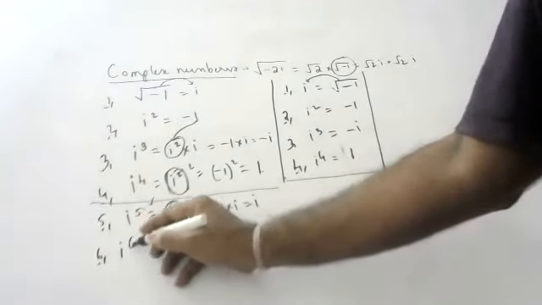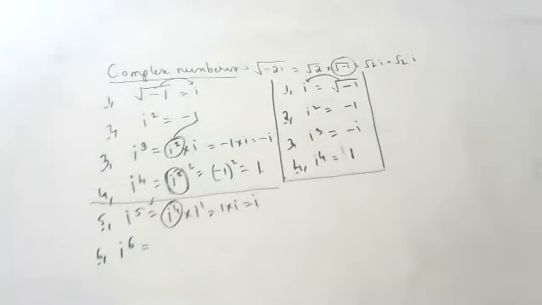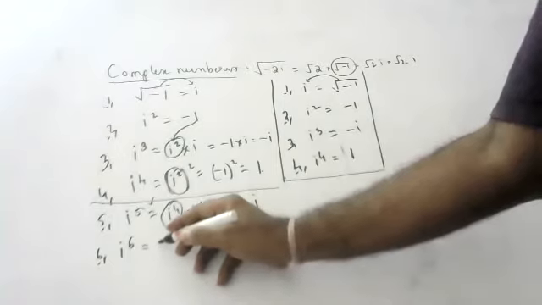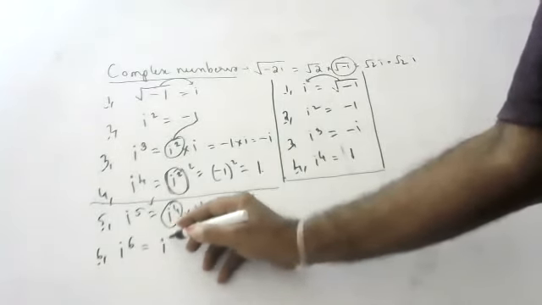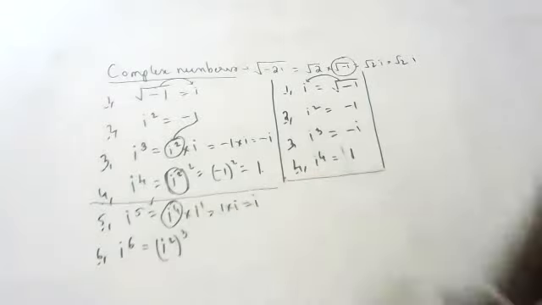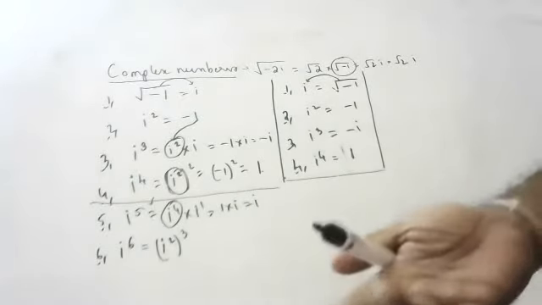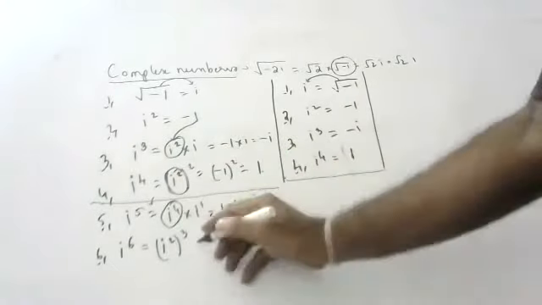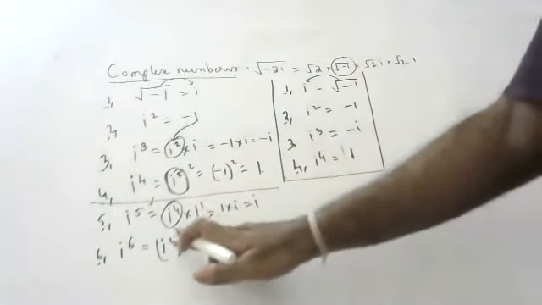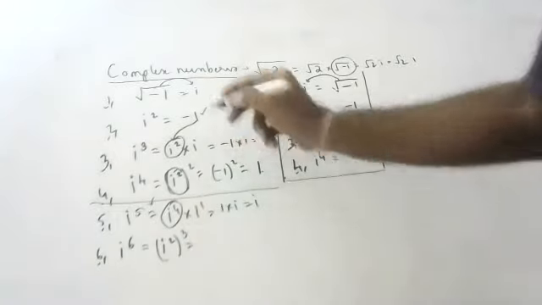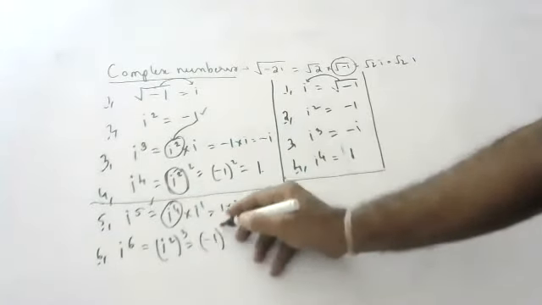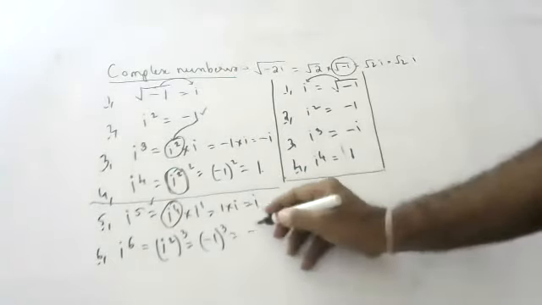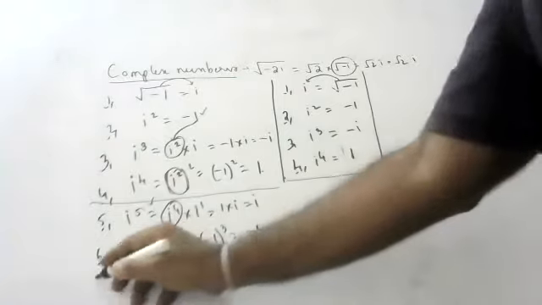Nikita, i to the power of 6. Can I write it as i square whole cube? Yes, sir. Your wish, however you want. No, sir, I want i to the power of 5 into i. Also you can say, anything. Okay, i square whole cube. What is i square, Amma? Minus 1. Minus 1 whole cube, how much? Minus 1 only. Okay, next.